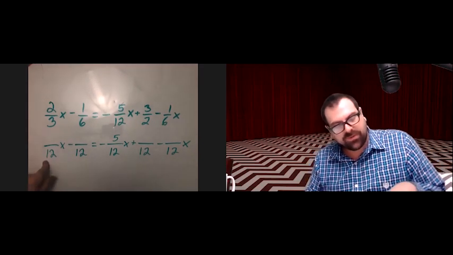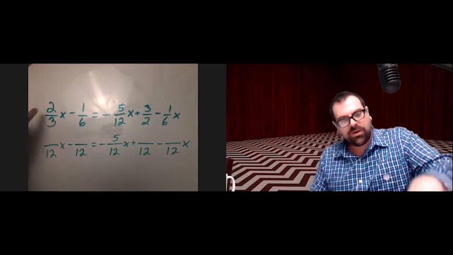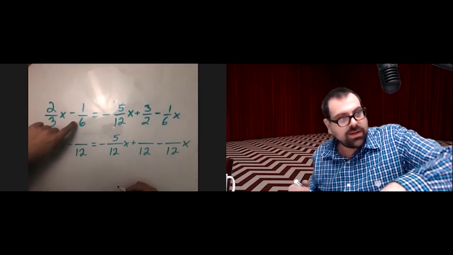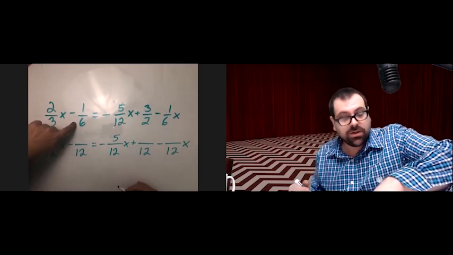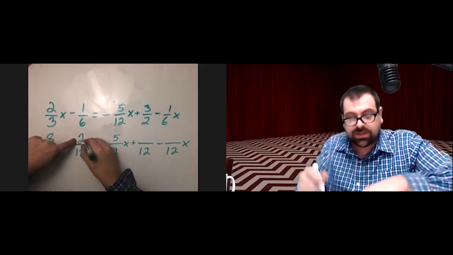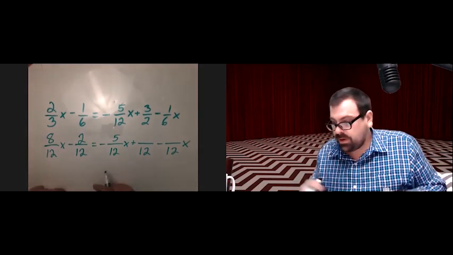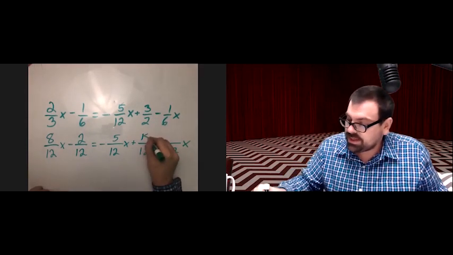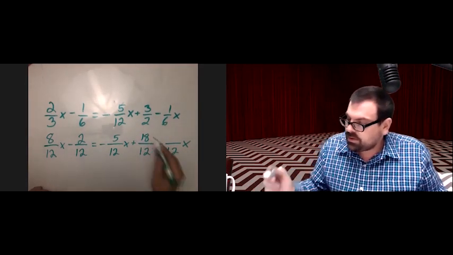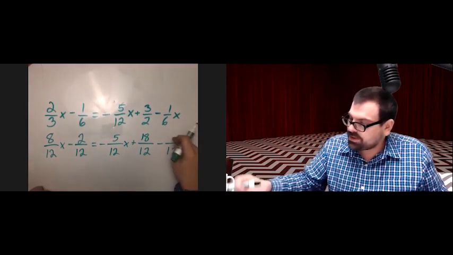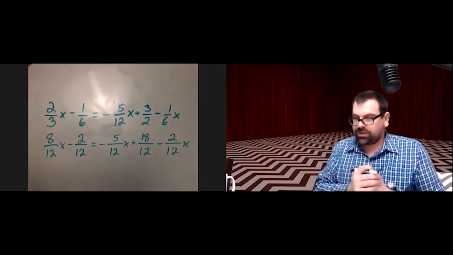So 3 times 4 gives us 12. 2 times 4 gives us 8. 6 times 2 gives us 12. 1 times 2 gives us 2. 2 times 6 gives us 12. 3 times 6 gives 18. 6 times 2 is 12. 1 times 2 is 2.